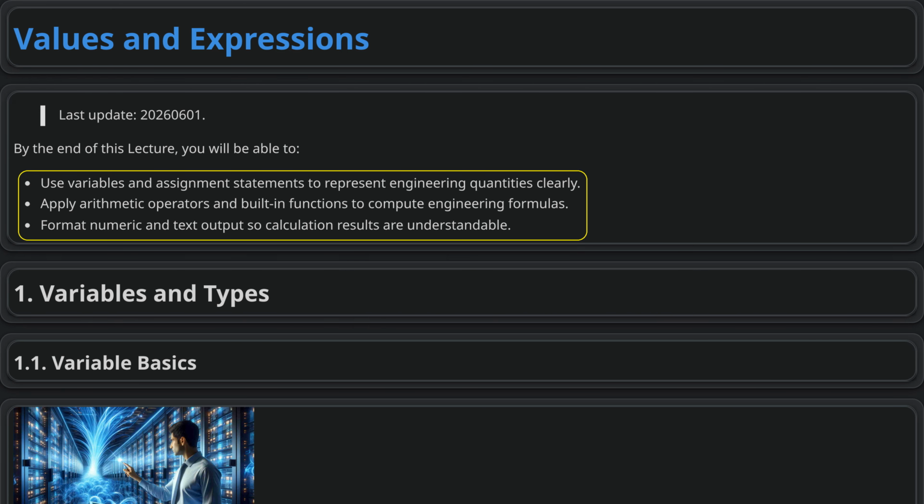By the end of this lecture, you will be able to use variables and assignment statements to represent engineering quantities clearly, apply arithmetic operators and built-in functions to compute engineering formulas, and format numeric and text output so calculation results are understandable.